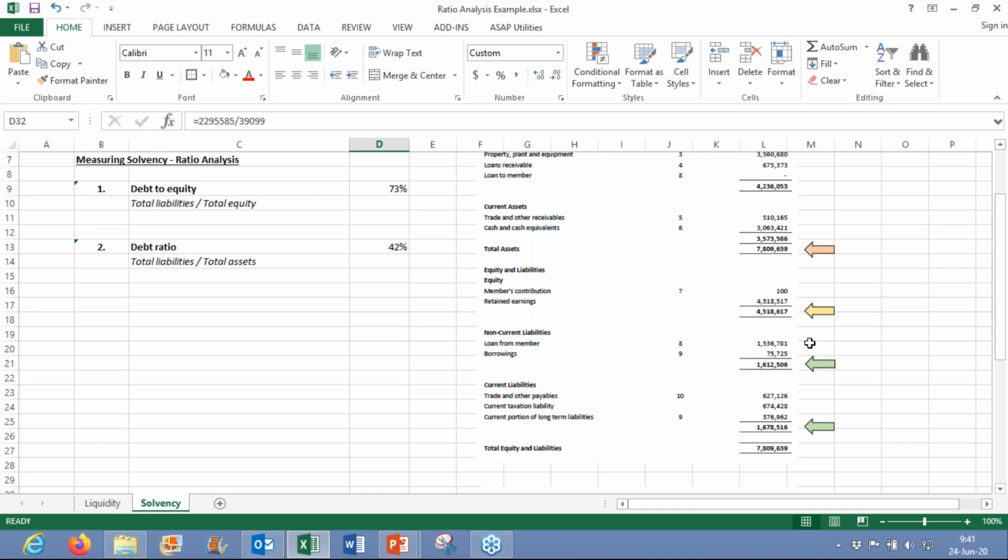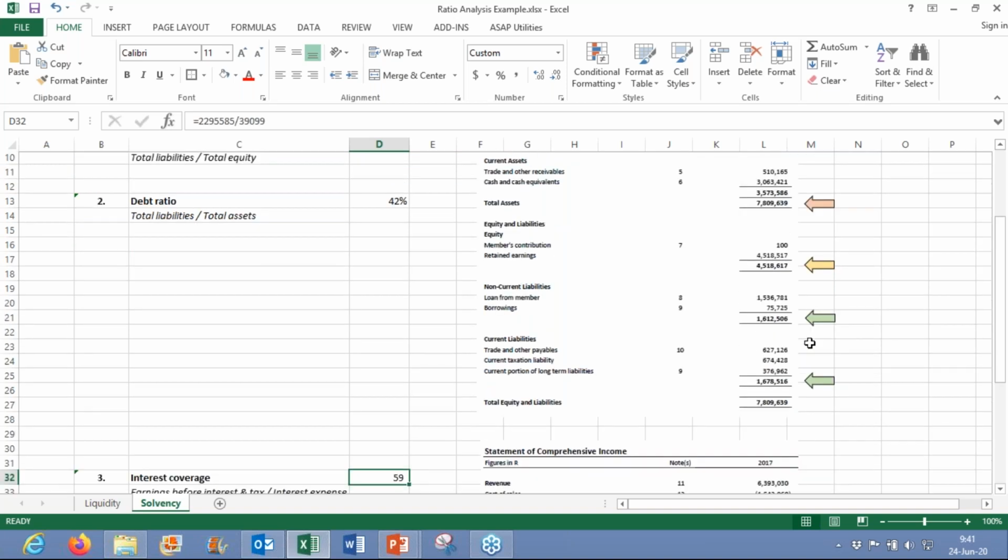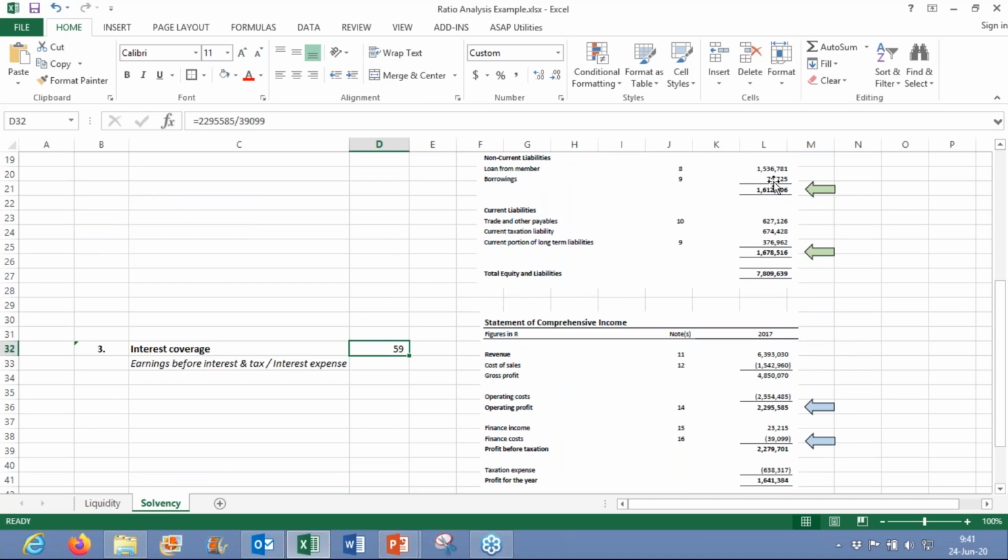And if you look at your interest coverage ratio, this probably implies that this loan is not interest bearing, because you don't have a very high finance cost in this business. Your interest bearing debt is really quite small. And so they're actually in a very strong position.